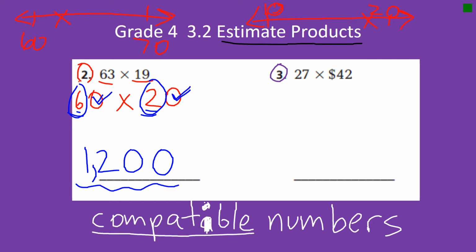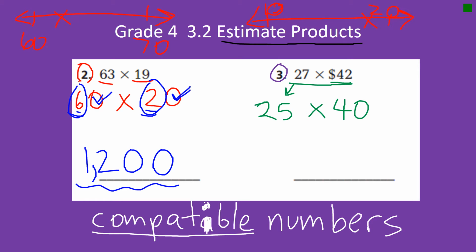compatible means that compatible people are people that get along. They're easy to get along with each other. They are friends usually. Okay? So compatible numbers are numbers that are easy to work with together. Okay? And we talked a lot about the number 25 recently. So when we look at number 3, 27 times 42, I'm going to try and work with 25 instead of 27. But I'm going to round 42 to 40.